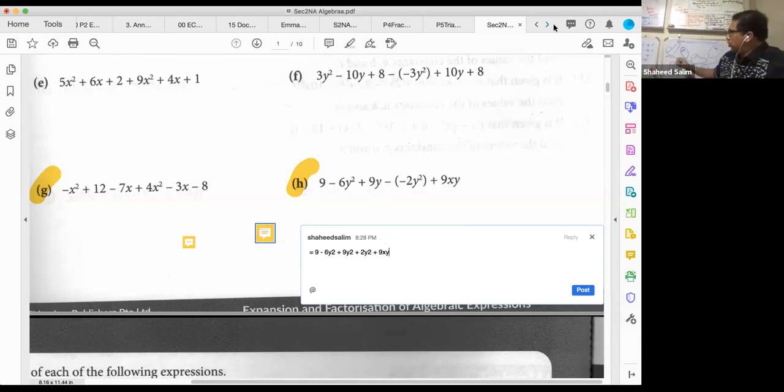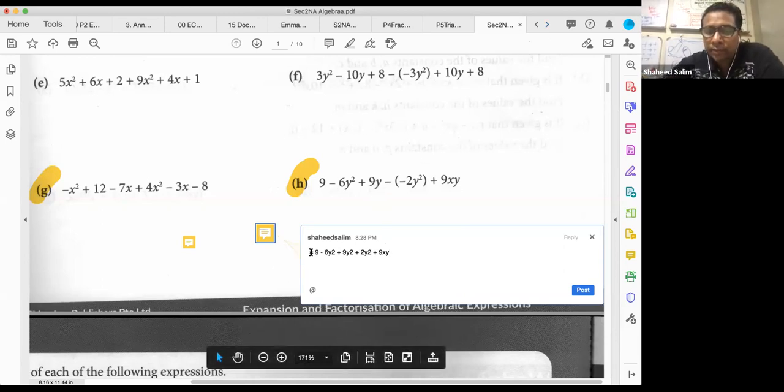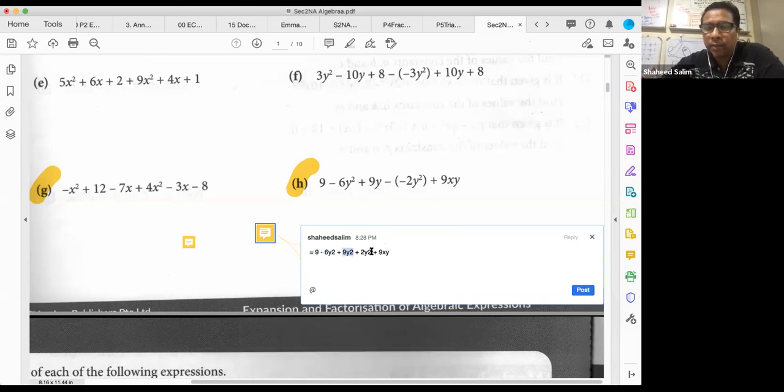Like on the board, you see slippers and shoes. Down here, this 9 is something different from the y square. So you have y square, y square. How many y square do you have? And this 9y. So there are 4 different items. Can you see the 4 different items?